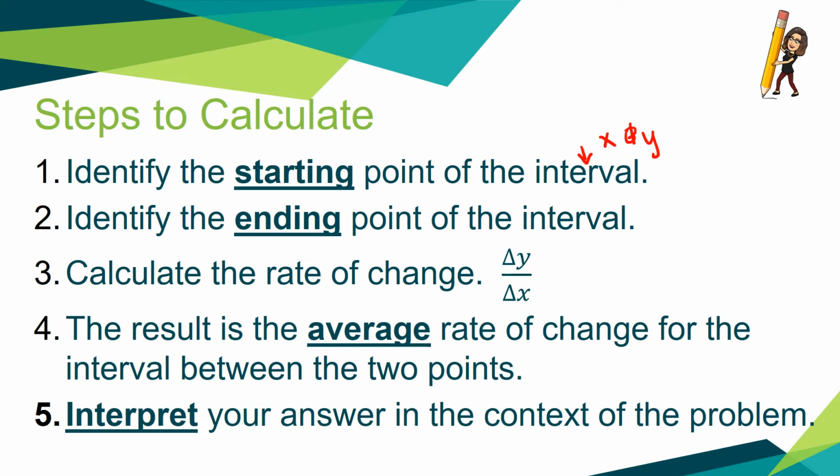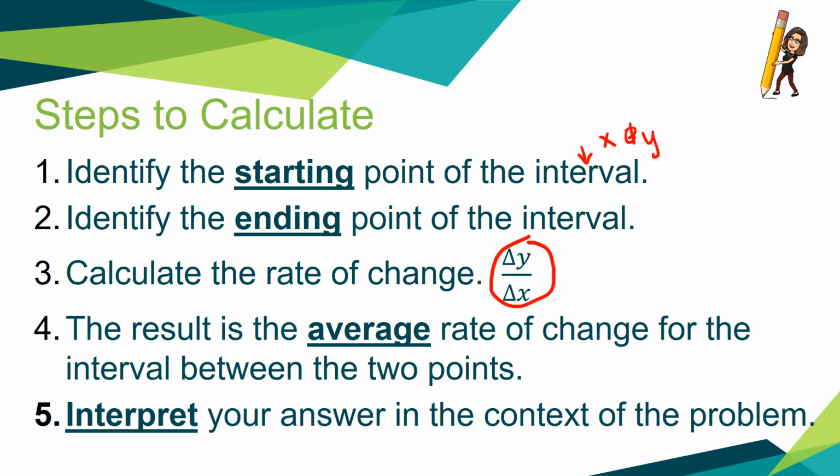We need to find the change in y's on my interval and the change in x's on my interval from the starting and ending points. The fourth is your result, or simplifying that fraction that you get in step 3. You're going to get a fraction as an answer, so we want that in simplest fraction form. And understanding that that is an average rate of change for the interval between the 2 points that we have.